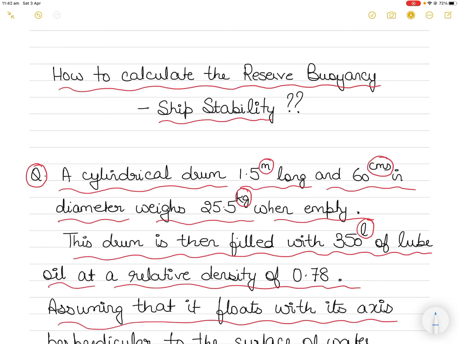So guys, the video is already very long. I'm sure you are bored and maybe confused as well, but let me know if you have any questions. The idea here was to just show you how to calculate reserve buoyancy and also how to approach ship stability questions. Thank you for watching.